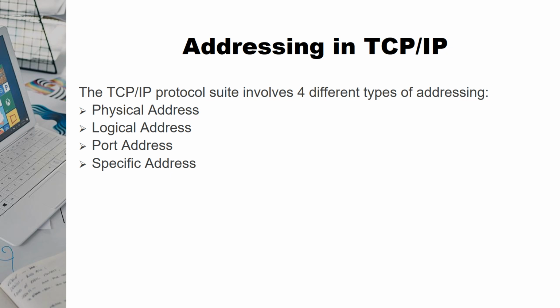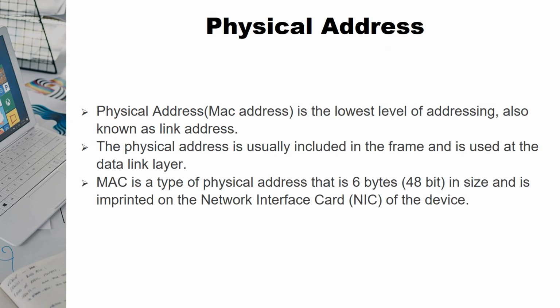So we need to move on to addressing in TCP/IP. The protocol suite involves 4 different types of addressing. We have physical addresses, which use MAC addresses to identify devices at the data link layer. We have logical addressing, which uses IP addresses to identify devices at the network layer. Then we have port addressing, which uses port numbers to identify processes running on a device. Then specific addressing uses specific addresses to identify specific devices.